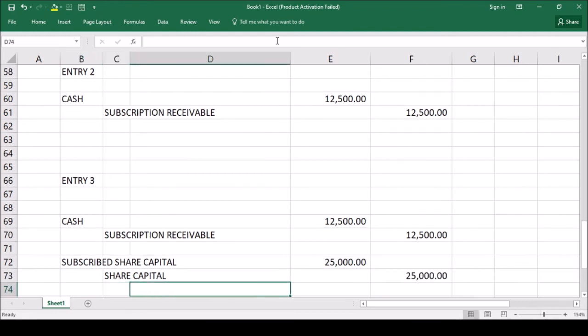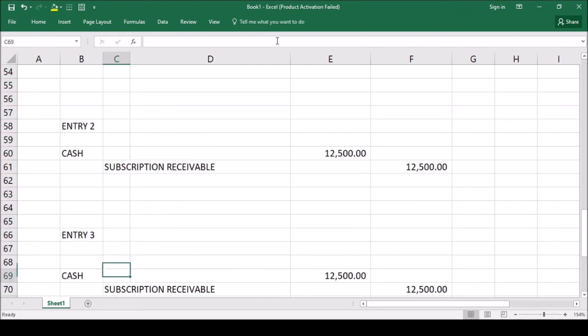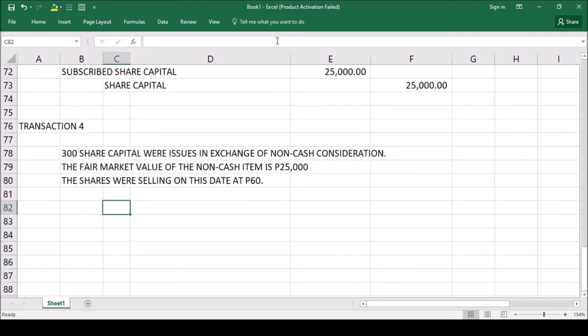Okay? So, that's it. That's it. Yun lang po yung entries related to that. How about naman on this particular transaction? Okay, take note of the rules that I am saying on particular transactions. Transaction number 4. I just prepared 4 transactions kasi ito naman yung mga basic. Okay. 300 share capital were issued in exchange of non-cash consideration.